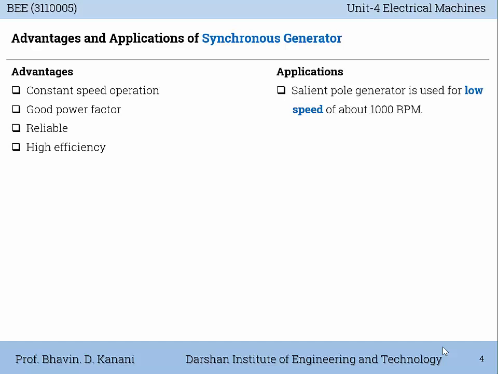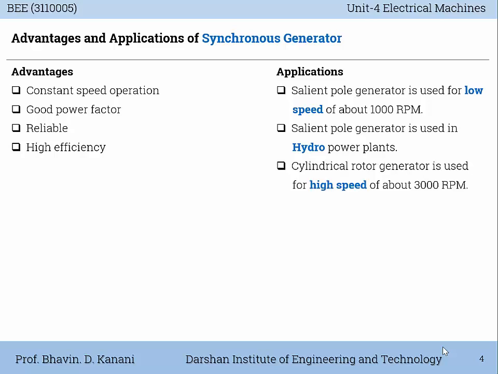Applications: salient pole generator is used for low speed of about 1000 rpm. Salient pole generator is used in hydropower plants. That is also due to the low speed. Cylindrical rotor generator is used for high speed of about 3000 rpm. Cylindrical rotor generator is used in thermal power plants. This is based on the high speed.